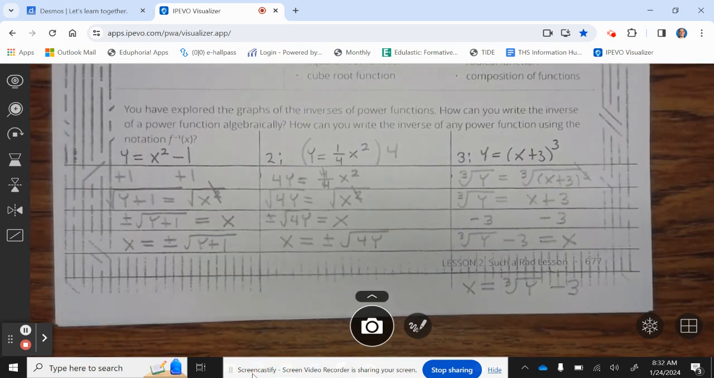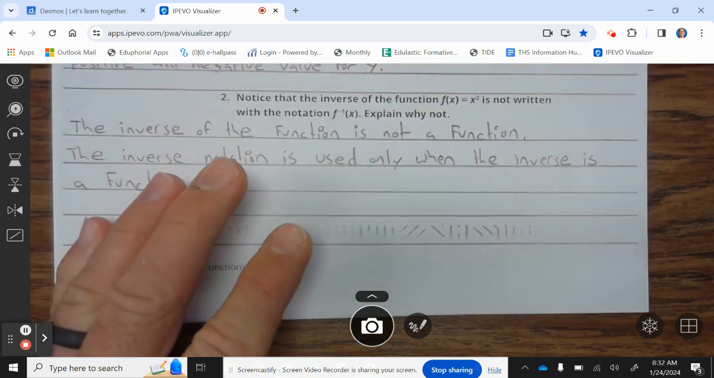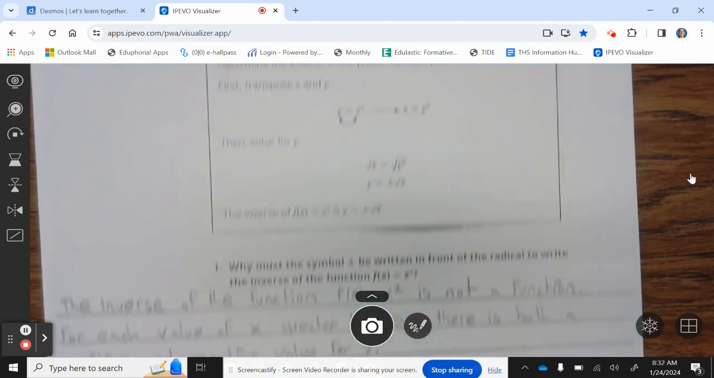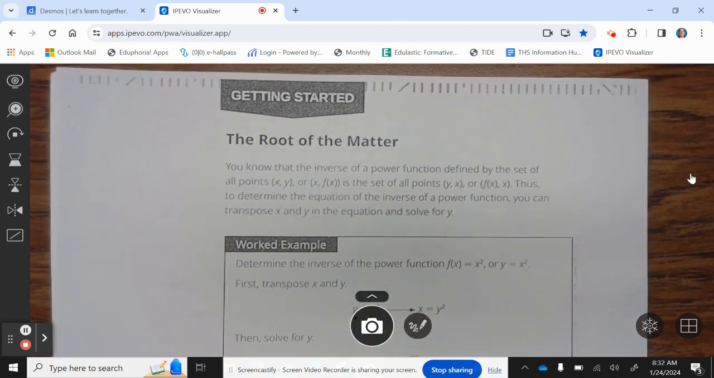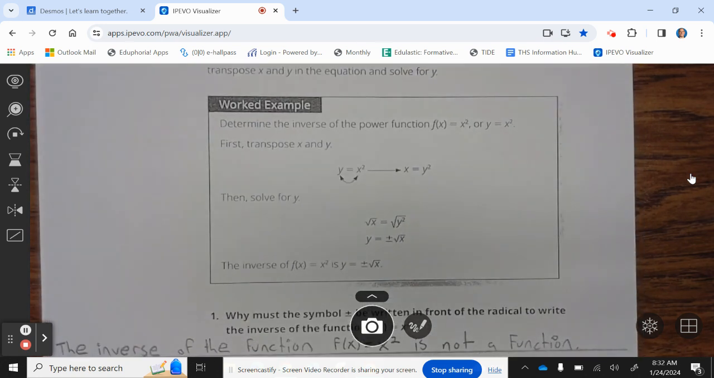All right, let's take a look at the next page. Getting started. The root of the matter. You know that the inverse of a power function defined by the set of all points x comma f of x is the set of all points f of x comma x. Thus, to determine the equation of the inverse of a power function, you can transpose x and y in the equation and solve for y. All right, go ahead and look over the worked example.